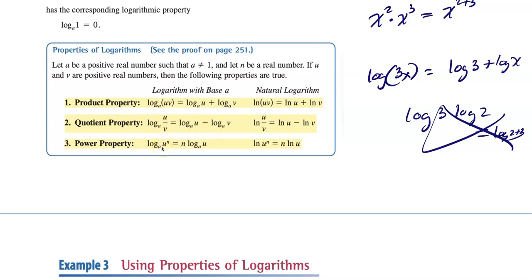And the power property is one of the big ones. If I give you a log like this, let's say log base 10 of 2 to the x, the power property says you could bring this power to the front. So it becomes x log base 10 of 2. We're going to use that property a lot. We're going to use all these properties a lot, but that's probably one you can use all the time. So power property, you could bring that power to the front.